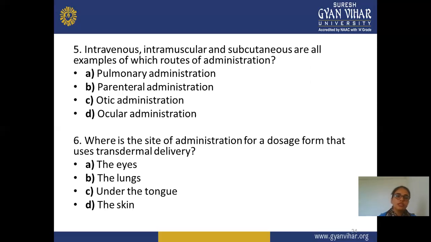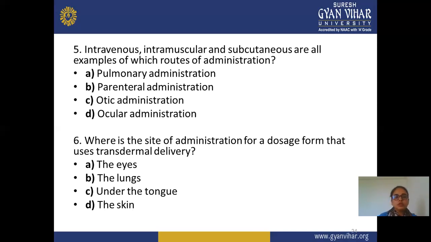Next, the fifth question: intravenous, intramuscular, and subcutaneous are examples of which route of administration? Which type of administration or route of the drug is used with the help of intravenous, intramuscular, and subcutaneous? In this, option A is pulmonary administration, B is parenteral administration, C is aortic administration, and D is ocular administration.